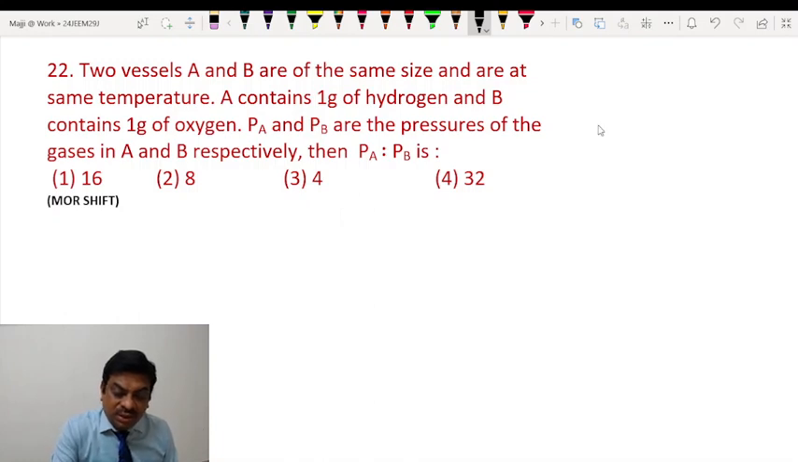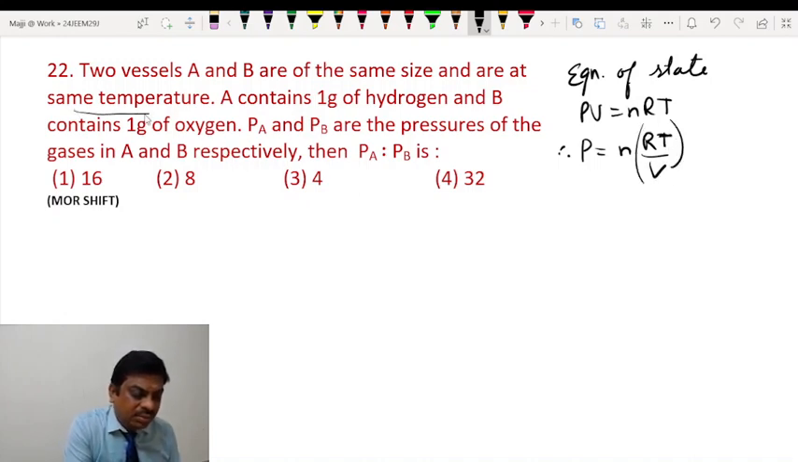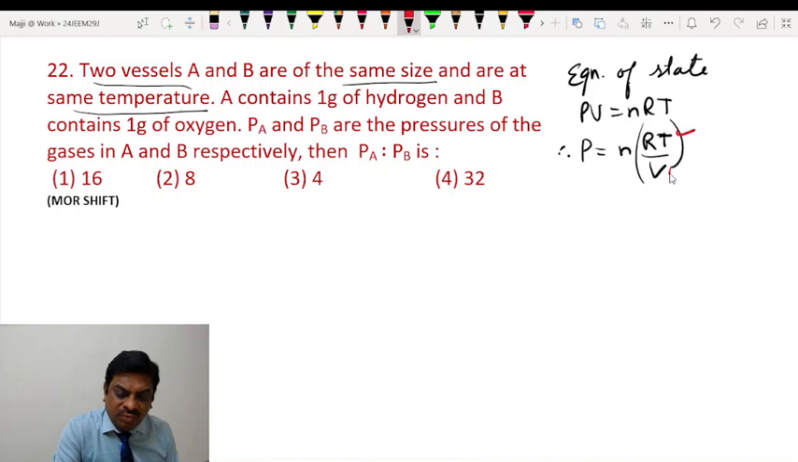Now again, students, from the equation of state we can write PV equal to nRT. In other words, pressure will be nRT by V. As you can see, they are at the same temperature and they are of the same size. So that means for the two gases, temperature and volume are the same. And R is anyway the same because R is the universal gas constant.